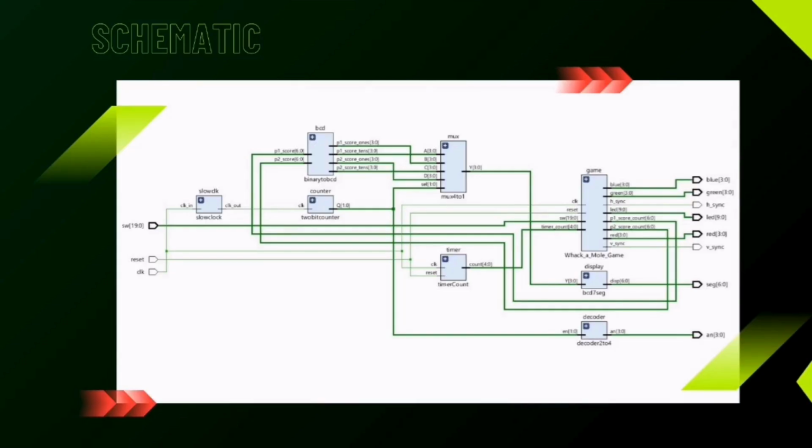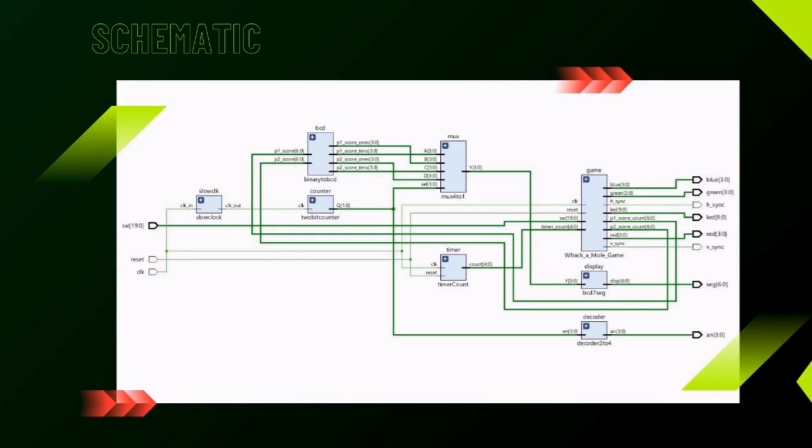This diagram outlines the system architecture of our FPGA-based arcade game Strike-A-Light. Let's examine the key components and their interactions. The binary to BCD converter processes player scores, outputting separate digits for tens and ones places for both players. The system employs a 1 Hz timer for game countdown functionality.